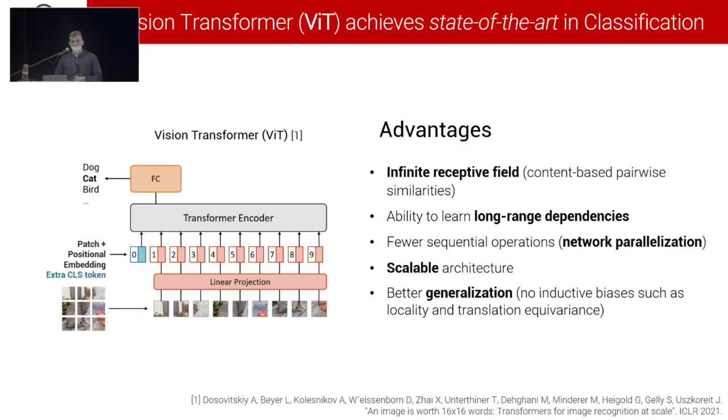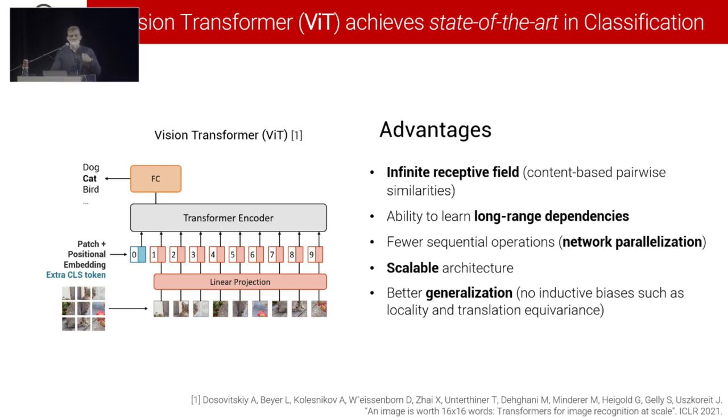So, despite having been initially proposed for natural language processing, transformer-based architectures have recently demonstrated their effectiveness also in many computer vision fields, reaching state-of-the-art results in several tasks, including image classification. The key features of the vision transformer, the ViT architecture, are an infinite receptive field, achieved thanks to the computation of content-based pairwise similarities, the ability to learn long-range dependencies, fewer sequential operations that allow network parallelization, a scalable architecture, and better generalization thanks to the absence of inductive biases.